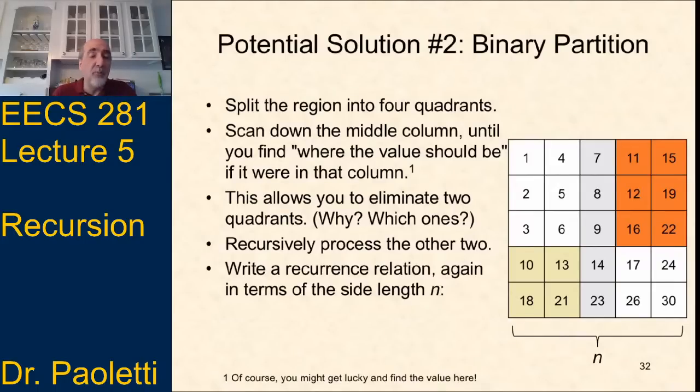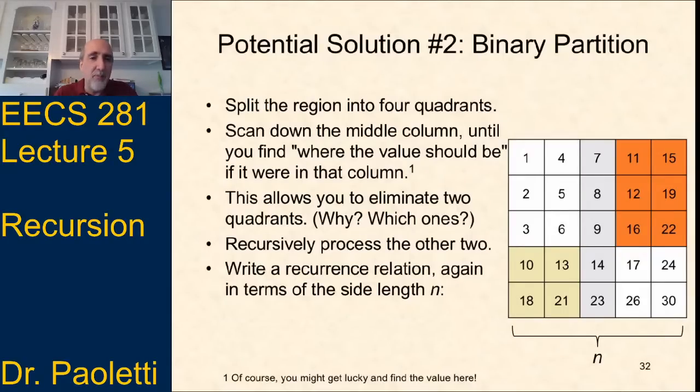Now, we don't have to split it by columns. We could also split it on the middle row. We could also split it on diagonals, but that gets really problematic because then we have to do triangles instead of rectangles or squares. So we could split it across a diagonal, but that's not going to work very well. So we're going to do the example. We're going to show splitting it down the middle column, but we could also have split it across the middle row. So we're going to scan that middle column, and we're going to find where the value should be.